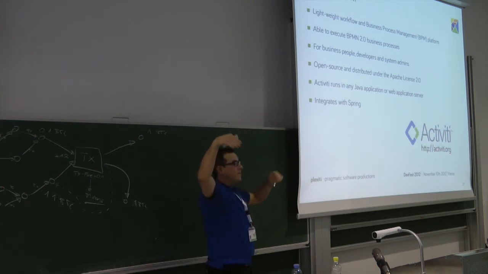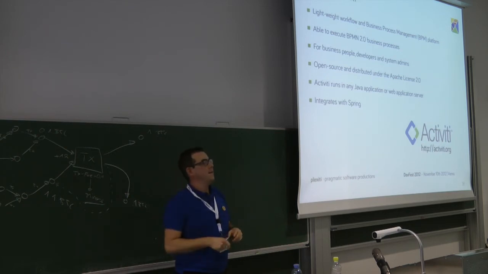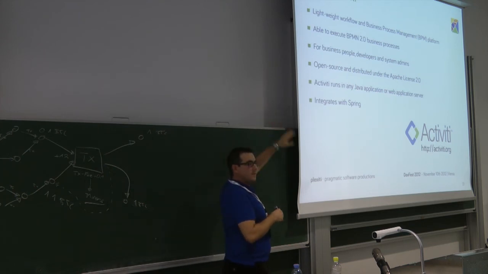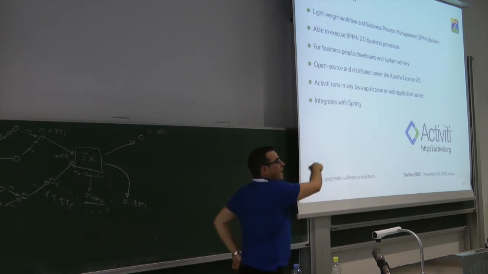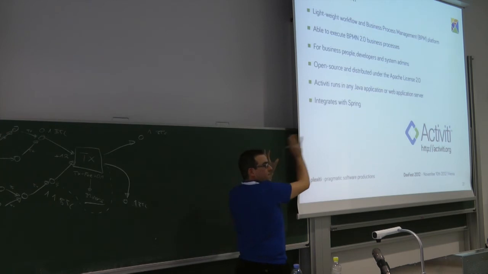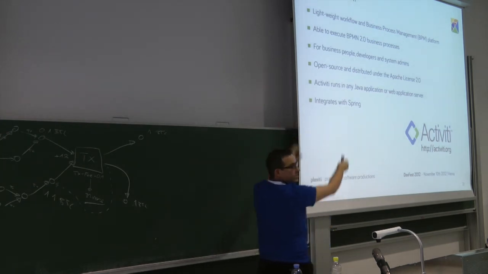Actually, if we would decompile a java.class file, we would see something probably longer than the assembler, but it would look very similar. Okay, but we are developing at a higher level of abstraction. It's for business people, developers, and system admins. So quite a few participants of what we saw before.